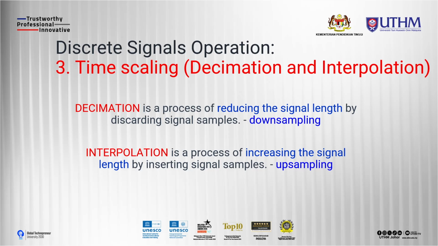Now we look at time scaling in discrete signals, which changes the number of samples in the signal. There are 2 main operations, decimation and interpolation. For decimation, we reduce the number of samples. So some samples are discarded, and the signal becomes shorter. Whereas for interpolation, we increase the number of samples. New samples are inserted between the existing samples and the signal becomes longer. So remember, decimation is fewer samples, interpolation is more samples.